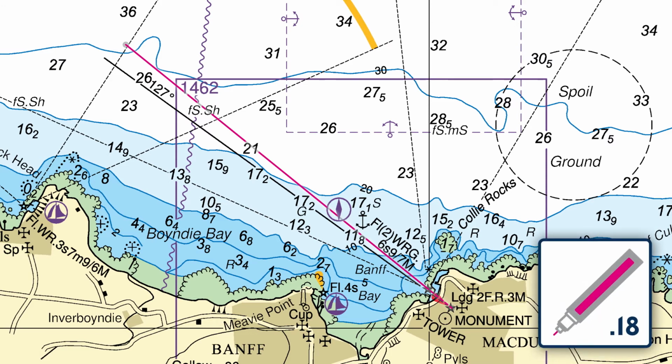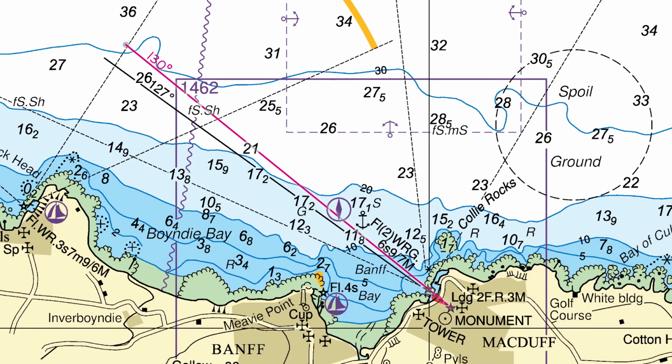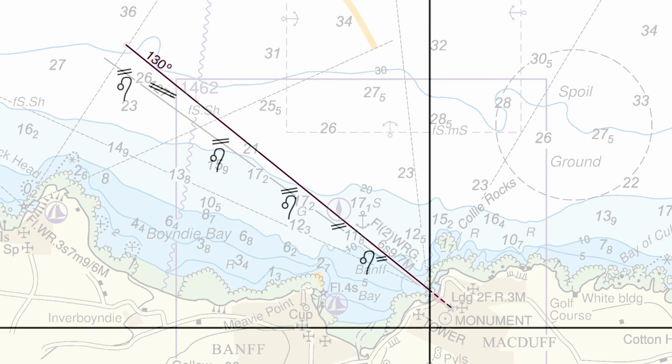Then, write in the legend for the newly inserted leading line. At this point, relay the tracing over the chart to check the existing leading line that is to be deleted.